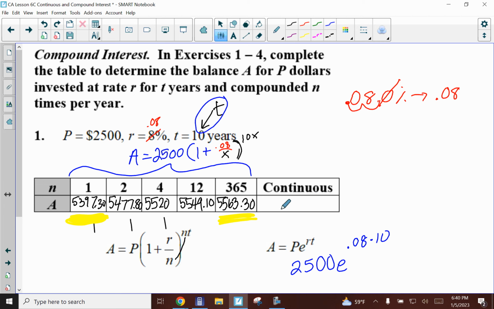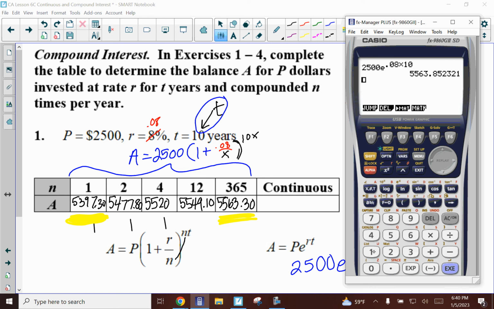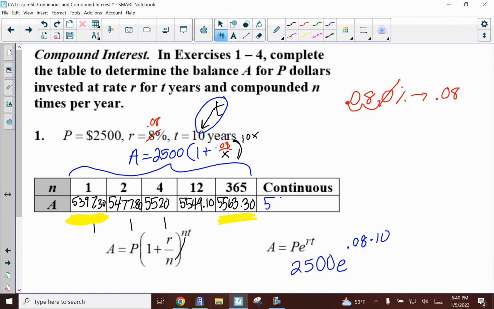Now, we don't need a table to just find out this one answer. So I'm going to go into my calculator, head over to the menu, and then get back into the regular calculator. And there's the answer. So if you type it into the calculator exactly how it looks, you end up with 5563.85. Now, I know some of you are looking, if you compare this one to this one, you're going to say, well, that's not that much.